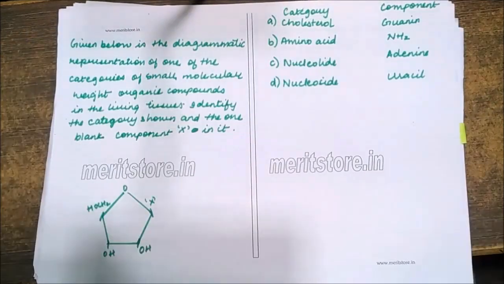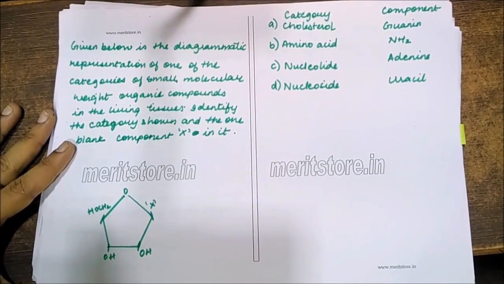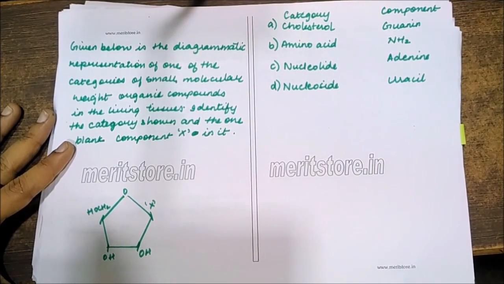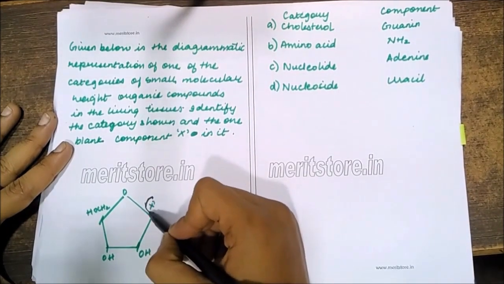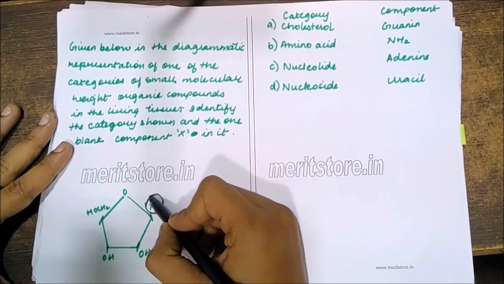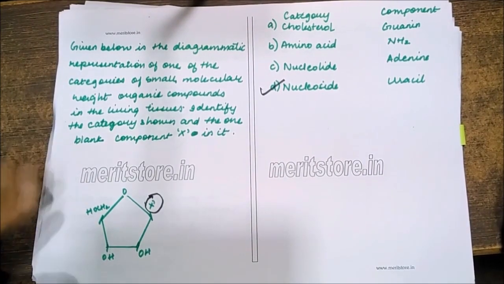Next question. Given below is a diagrammatic representation of one of the categories of small molecular weight organic compounds in the living tissue. Identify the category shown and the one blank component X in it. See, this component here is uracil. Okay, and the category is nucleoside. Next.